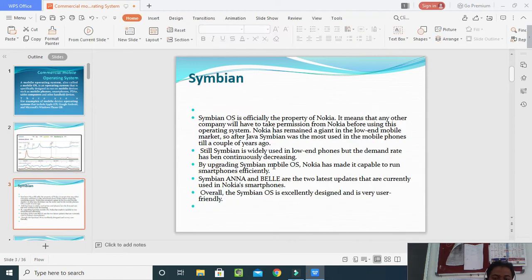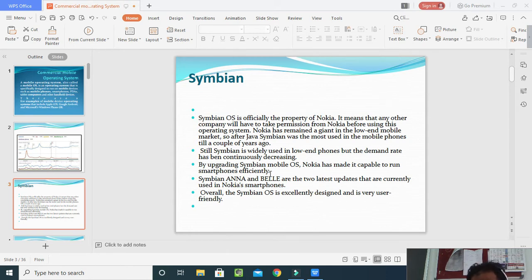Now we will learn about the operating systems one by one. The first one is Symbian. The Symbian operating system is the official property of Nokia. It was run and used by Nokia, which means any other company has to take permission from Nokia before using it. Nokia has remained a giant in the low-end mobile market, so after Java, Symbian was the most used in mobile phones till a couple of years ago. By upgrading Symbian, Nokia made it capable of running smartphones efficiently in the starting time.